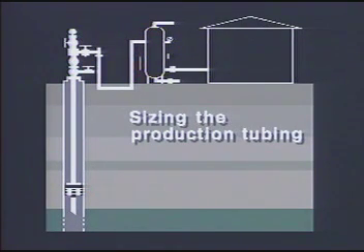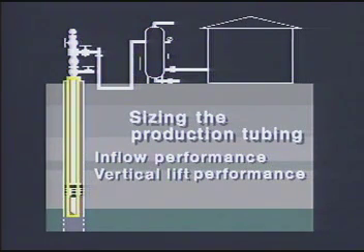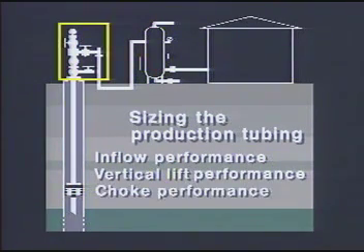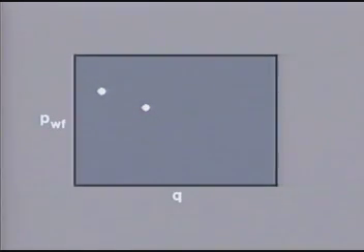That efficient tubing design recognizes the interrelated nature of each portion of the producing system: the reservoir and well bore, inflow performance; the tubing itself, vertical lift performance; the surface flow control equipment, choke performance; and the surface production equipment. If we test our newly drilled well and establish the relationship between flowing bottom hole pressure and flow rate, we may use this IPR curve as a basis for our design analysis.